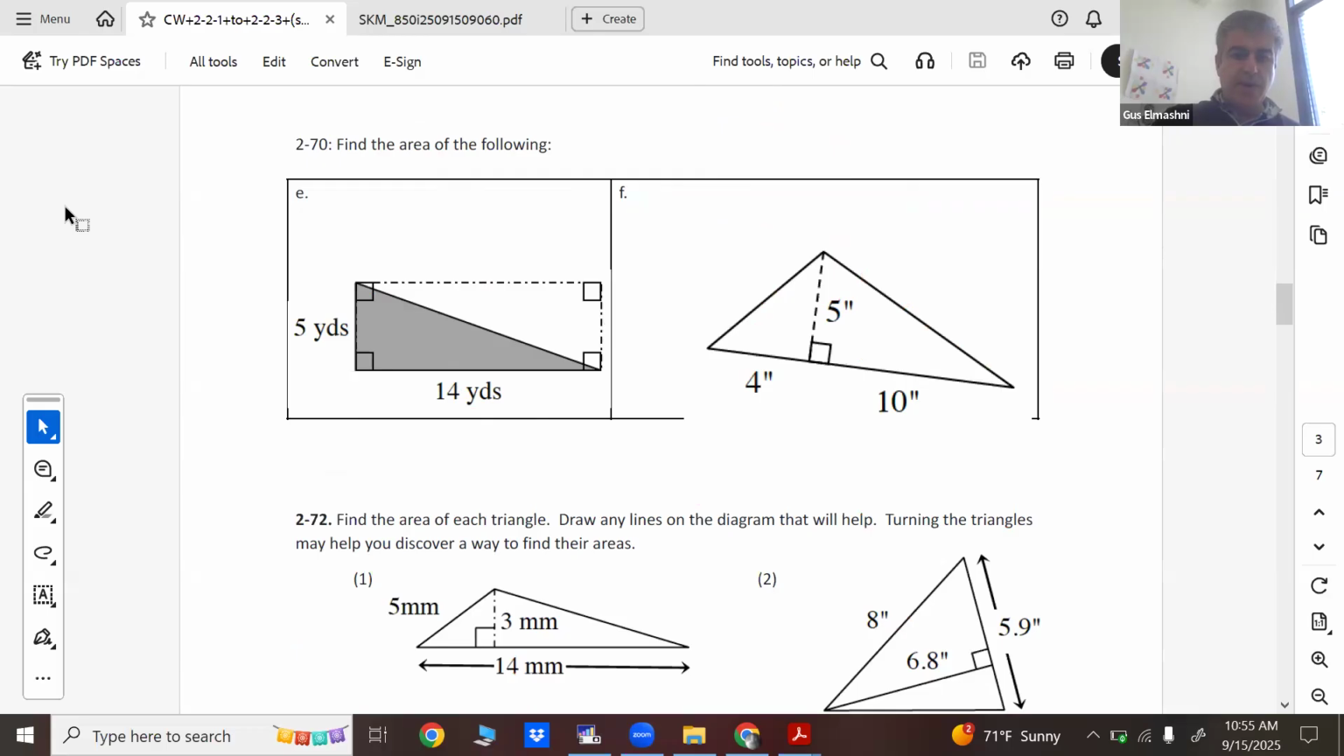If you are not sure, the area of a triangle is 1/2 base times height. Area of a triangle is 1/2 times base times height. So your base is 14. Your height is 5. If you think about it, isn't that triangle half the rectangle? Yes. Right?